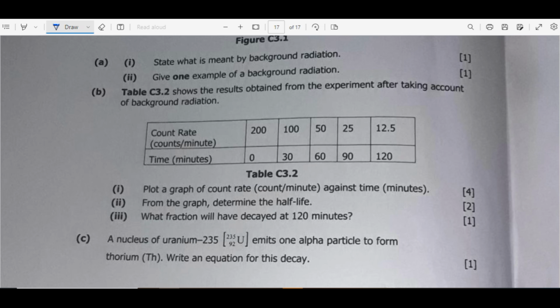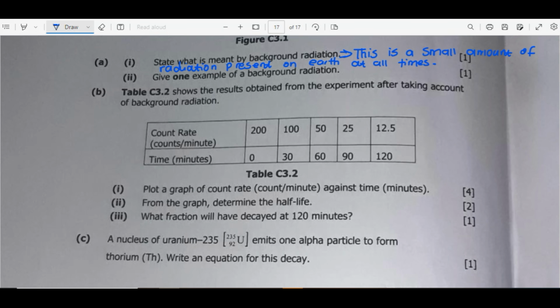So what are these background radiations? On Earth, in the atmosphere or in air, there is a small amount of radiation that is just present. It's always there. So that small amount of radiation present on Earth at all times is what we call background radiation.